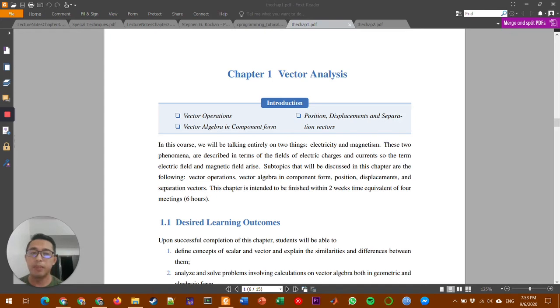So electricity is born from the changing magnetic field, right? And magnetic field is produced by the movement of electrons, so they have electricity. So they are related, like two sides of the same coin, if you like. These two phenomena are described in terms of fields and electric charges and currents, so the terms electric field and magnetic field arise. So we have the following subtopics: vector operations, vector algebra in component form, position and displacement, and separation vectors.